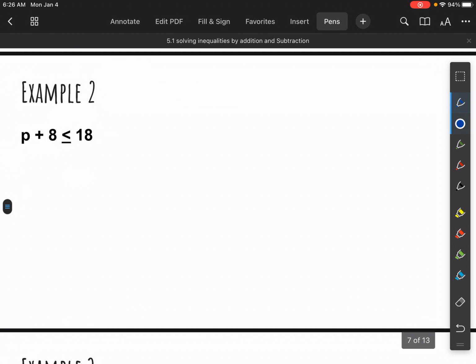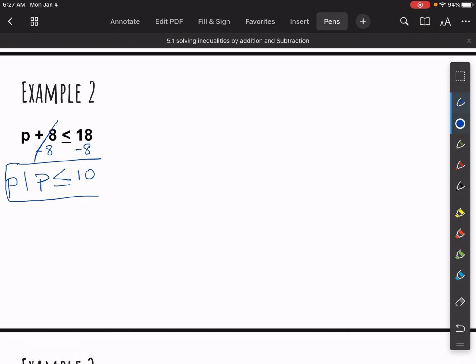Let's move into example 2. Okay, so for example 2, same deal here. If we're adding something, we have to subtract it to get it by itself, right? So if I want p by itself, I got to subtract 8 from both sides. So this goes away. I have p is less than or equal to 18 minus 8 is 10. Okay, so since my variable's on my left, I'm good. I don't have to move anything around. So my final answer is the set of all numbers p, where p is less than or equal to 10.